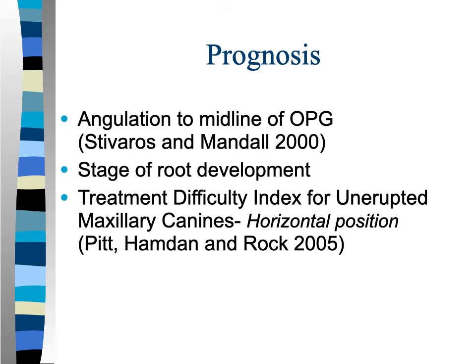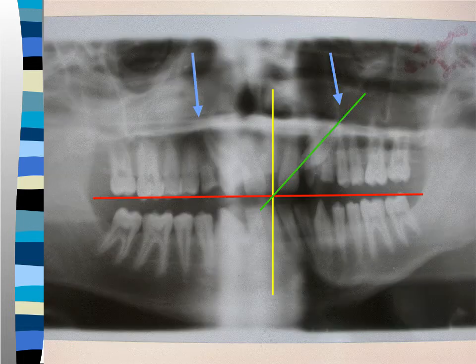And we found that the horizontal position was by far the most important factor. So as the canine moves in a more horizontal position to overlap the lateral incisor and then maybe the central, this made treatment more difficult. So if we look at this slide, I'm just going to talk about the angulation.